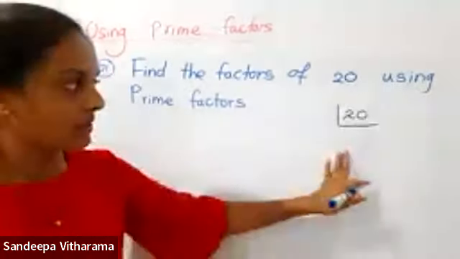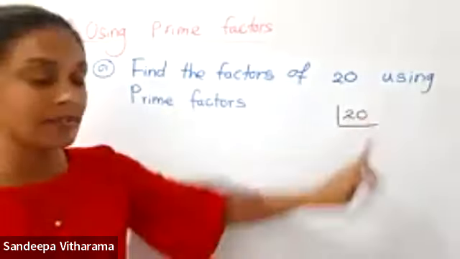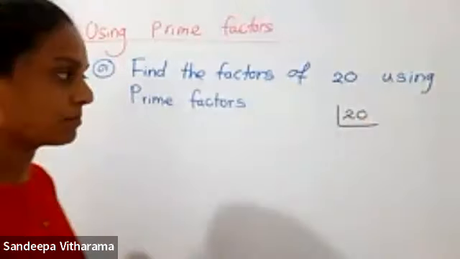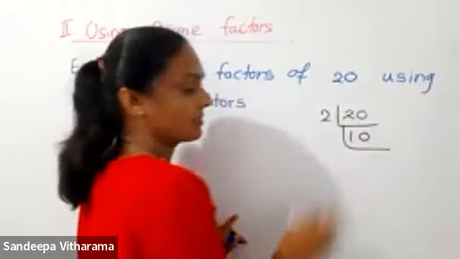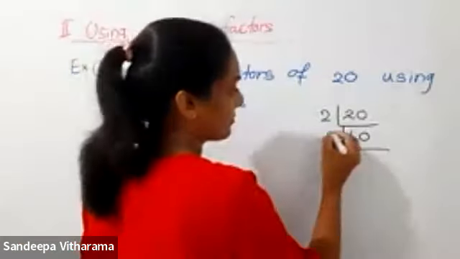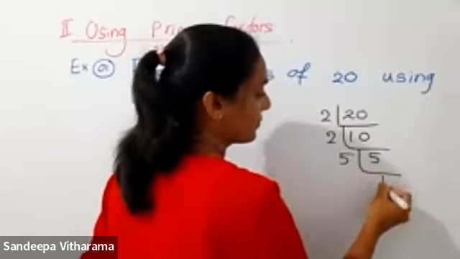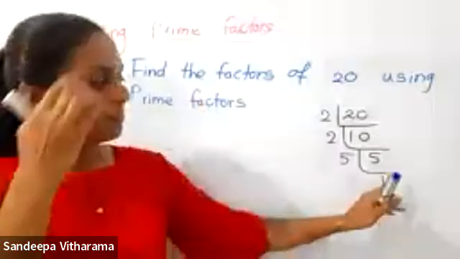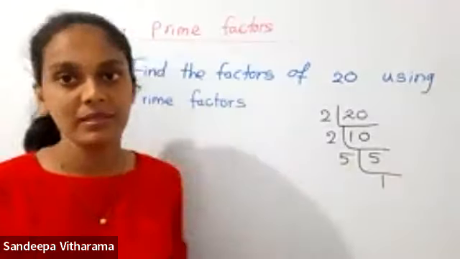So check whether 20 is divisible by 2. Yes, because the last digit is an even number. So divided by 2 it is 10. Again 10 can be divided by 2, it is 5. Then again divide by 5 because 5 cannot be divided by 2 or 3. The next number is 5.